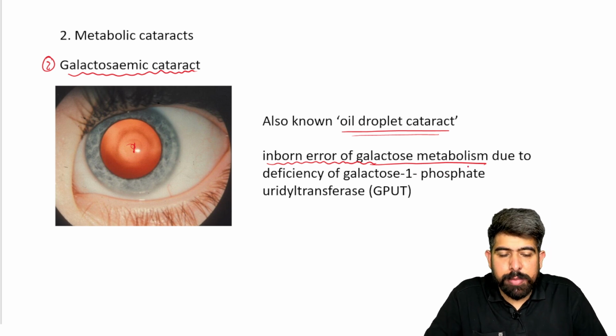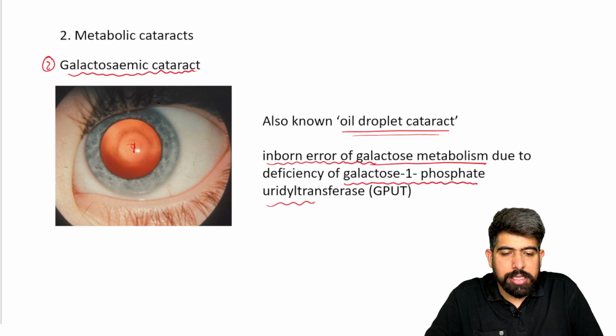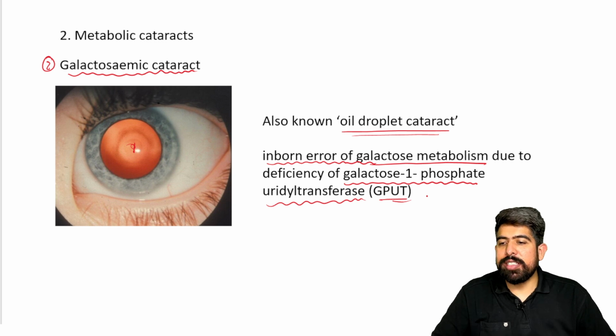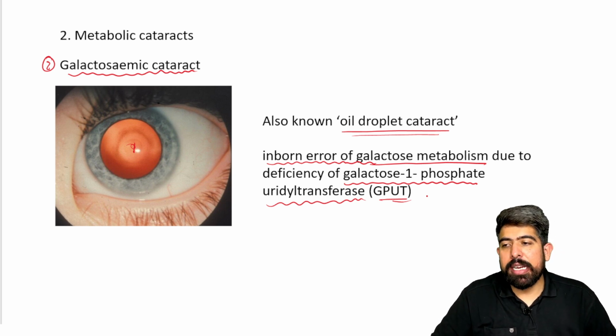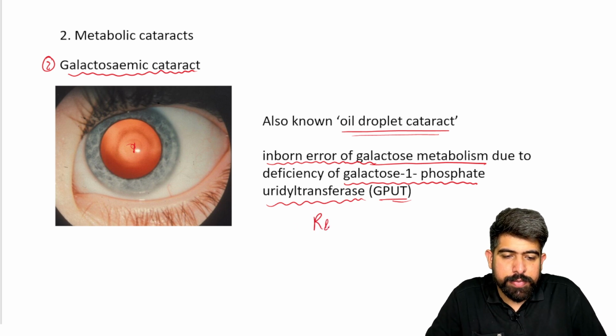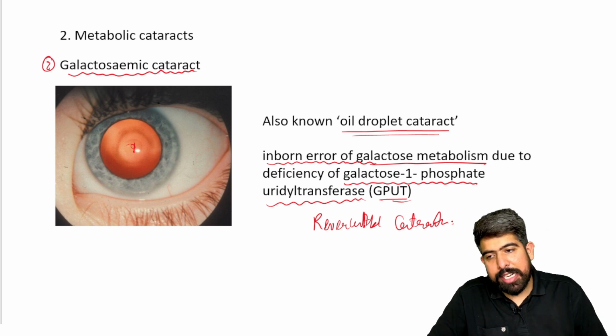What is the meaning of galactose metabolism error? It is due to the deficiency of galactose-1-phosphate uridyl transferase, your enzyme known as GPUT. This enzyme is deficient, and due to this the patient has galactosemia. Please remember, this is a reversible cataract. What do we mean by reversible? If you treat the galactosemia, this cataract will resolve.